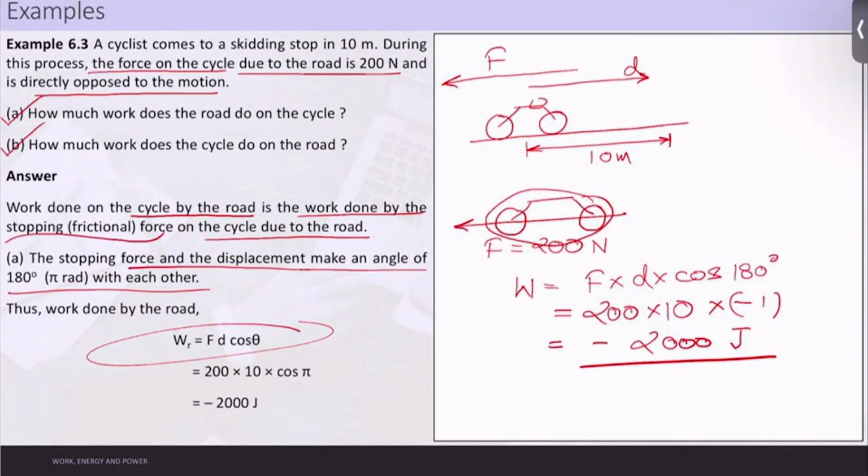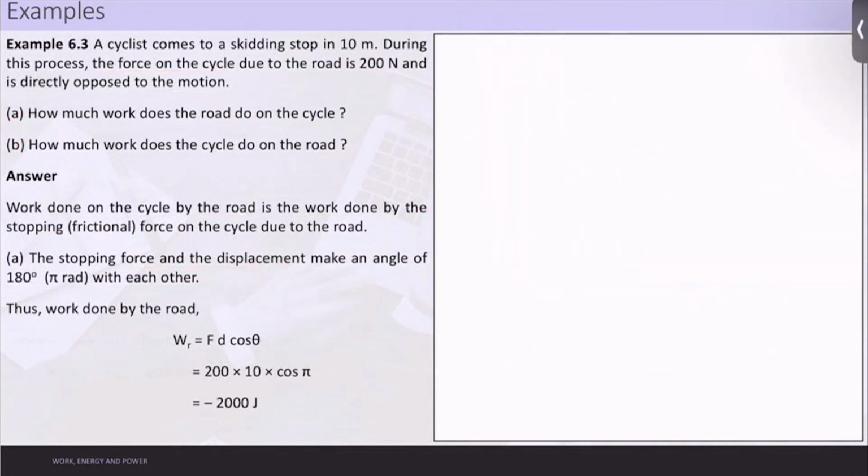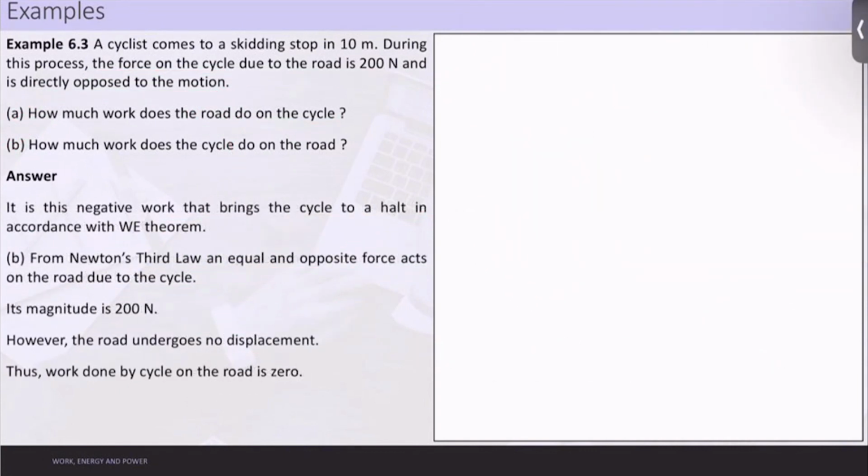What is the question here? The work done on the cycle by the road is minus 2000 joules. Clear? Fine. Moving on. It is the negative work that brings the cycle to a halt, in accordance with the work-energy theorem. Quite evident, because the velocity acts in this direction, to decrease the velocity you need to add a force in the opposite direction, then only you can stop.